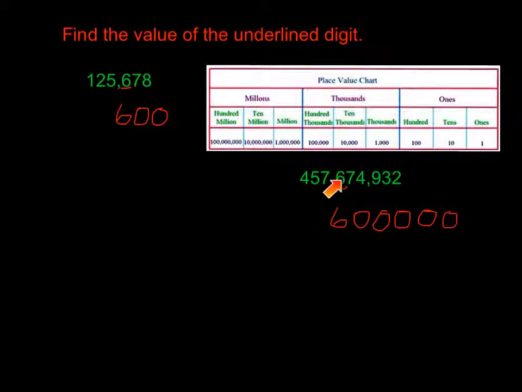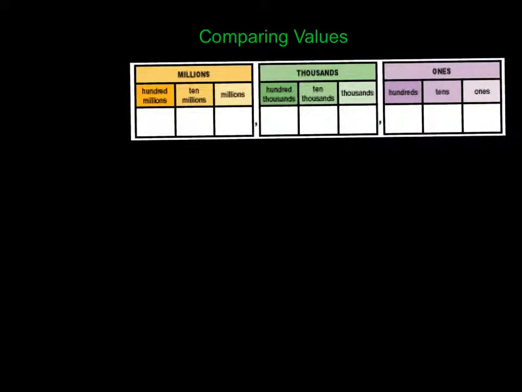As you can see, we have our 6. Our 7 is a 0, our 4 is a 0, our 9 is a 0, our 3 is a 0, and our 2 is a 0. I'm going to go in and put in my commas. We need to have a comma every three digits. So from the right, I'm going to count over 3 digits and put in a comma, and I get my answer as 600,000. So the value of the 6 in 457,674,932 is 600,000.